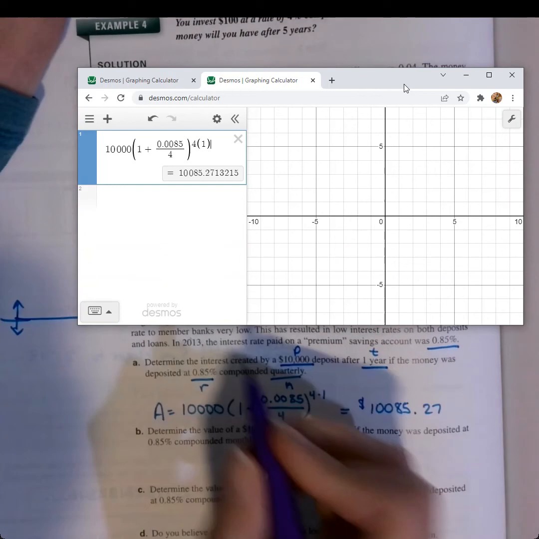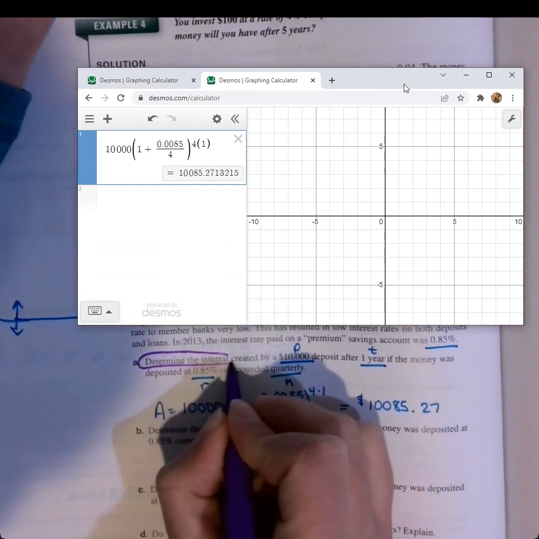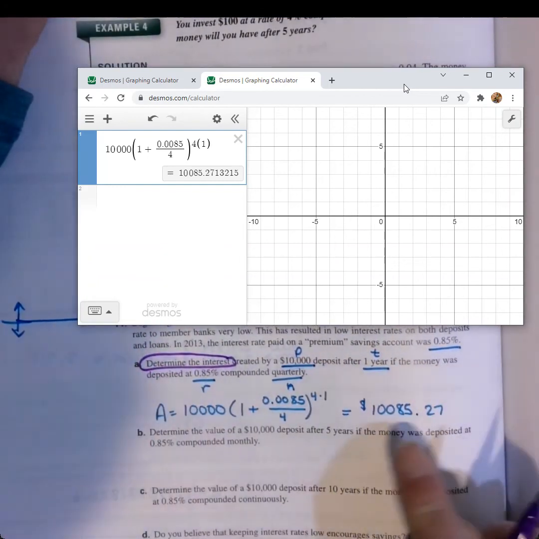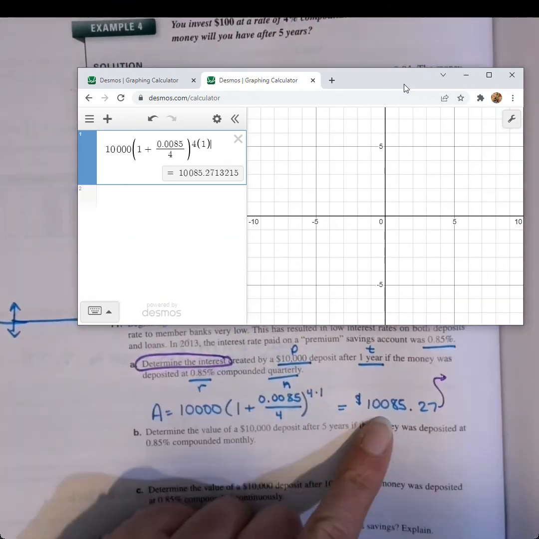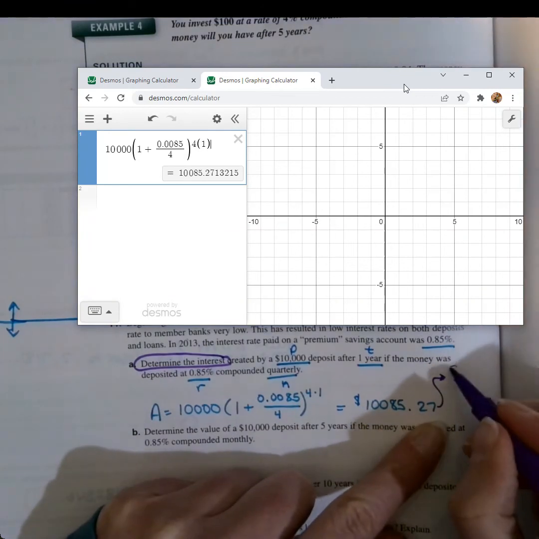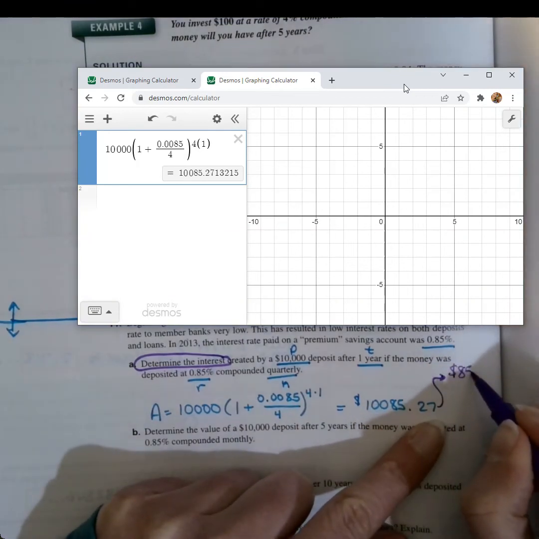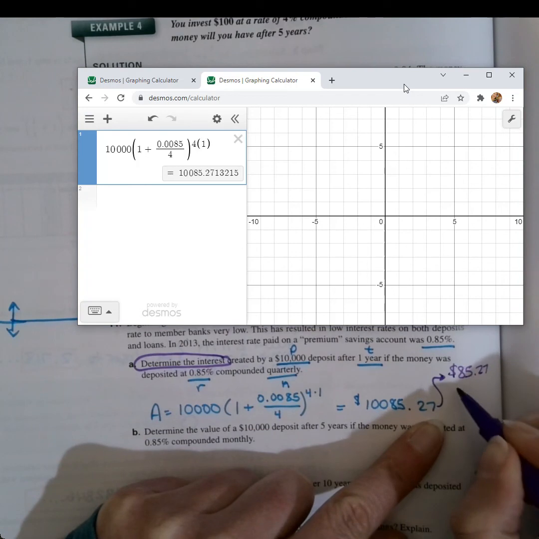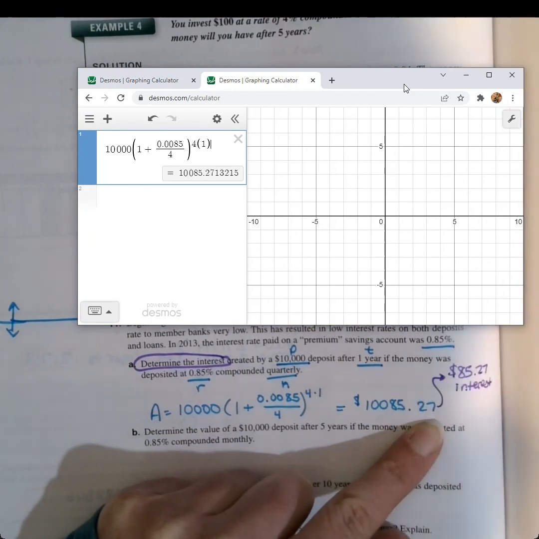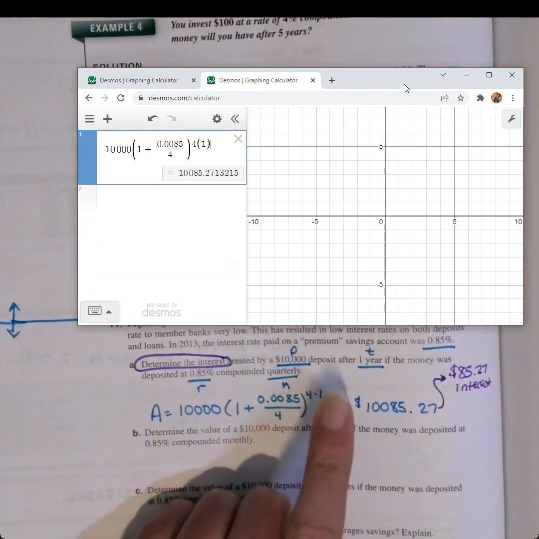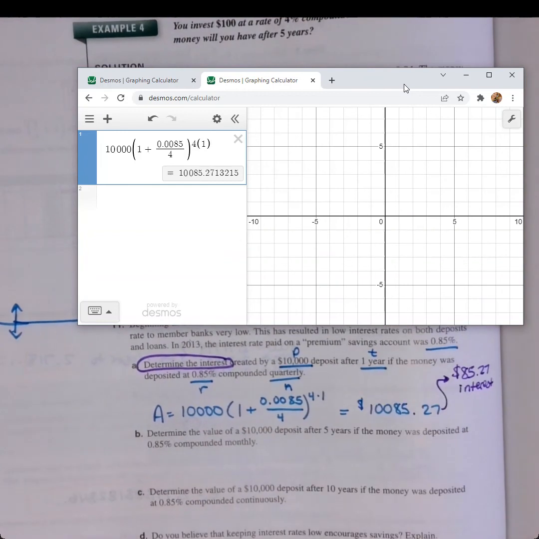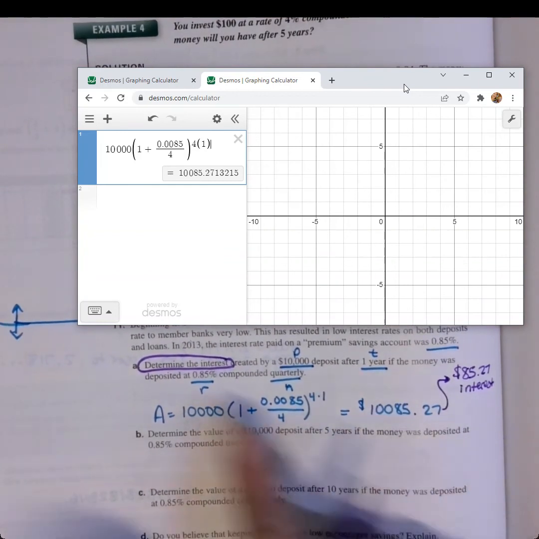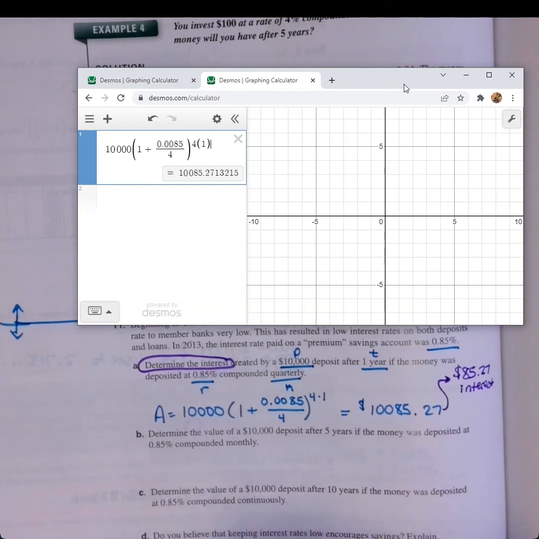Since the question wanted me to determine the interest, I would have to subtract off the $10,000. But luckily I can subtract out 10,000 in my head right here, and it's just the $85.27 in interest. Because if you subtract out the $10,000, the 10,000 part goes away, and instead of 10,085, you just have 85.27. So this is the final amount in the account. How much interest? $85.27 in interest.